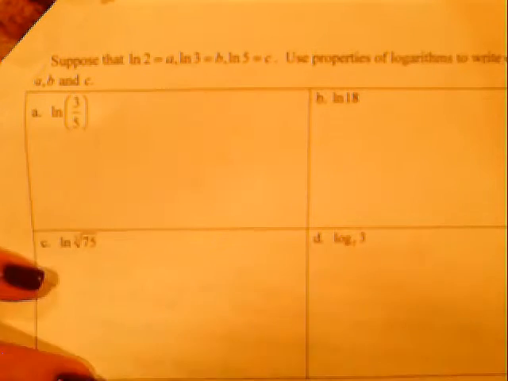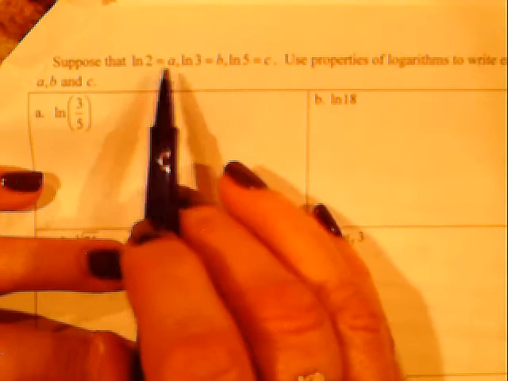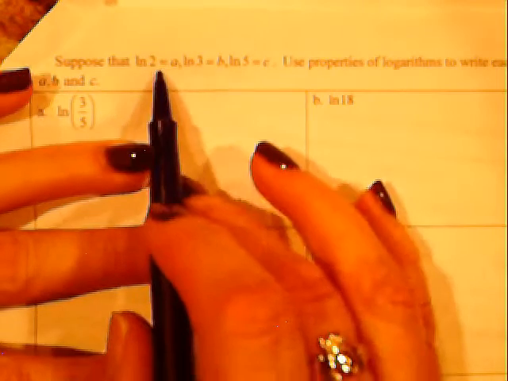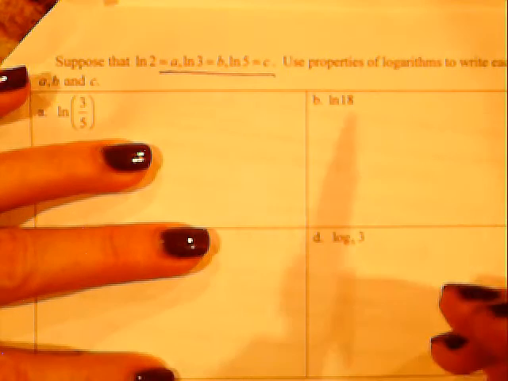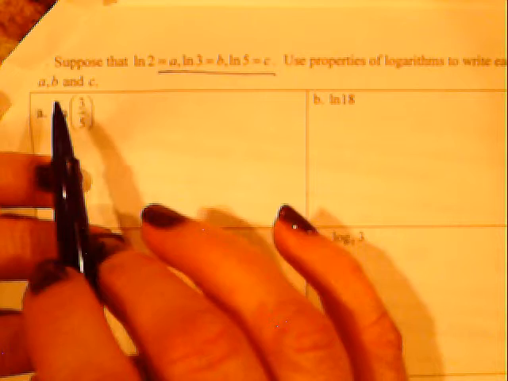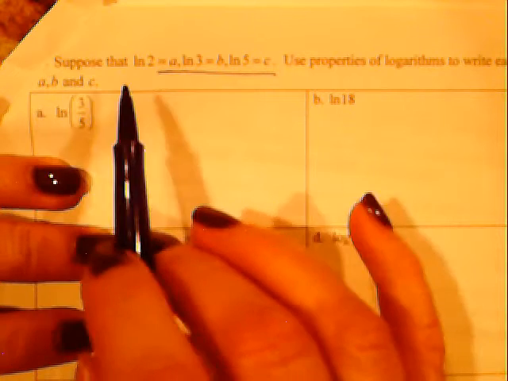to another type of problem involving properties of logarithms. They're giving you some values. Natural log of 2 is equal to a, natural log of 3 is b, natural log of 5 is equal to c. Again, they want us to rewrite the logarithms in terms of a, b, and c.